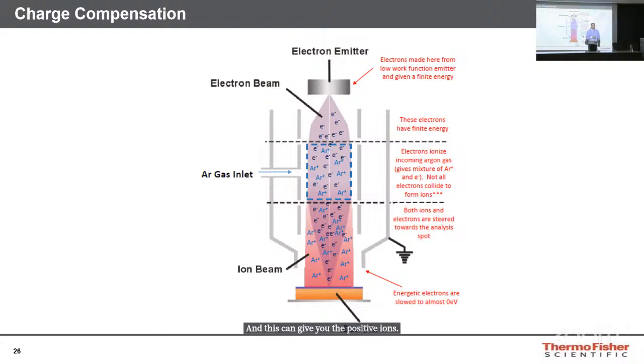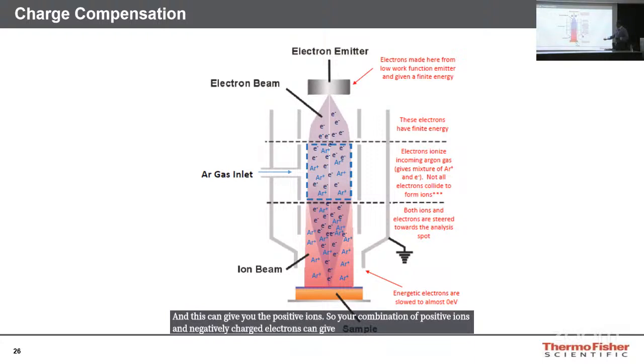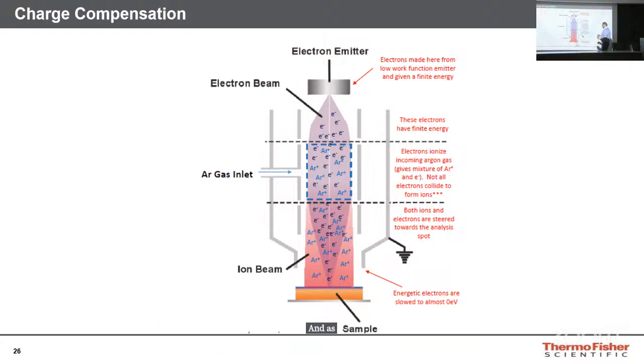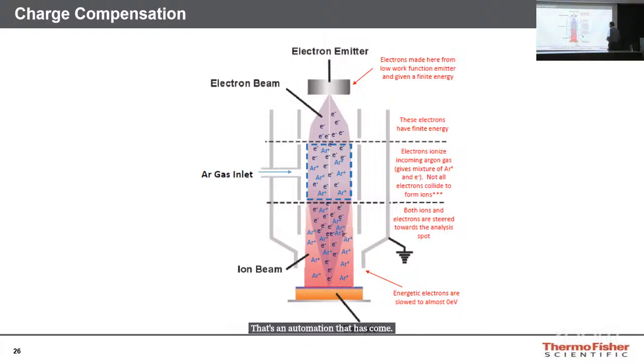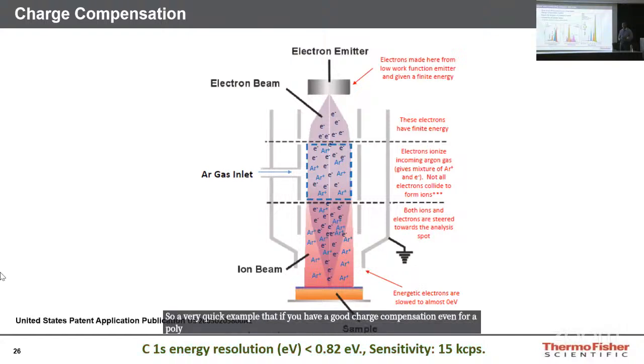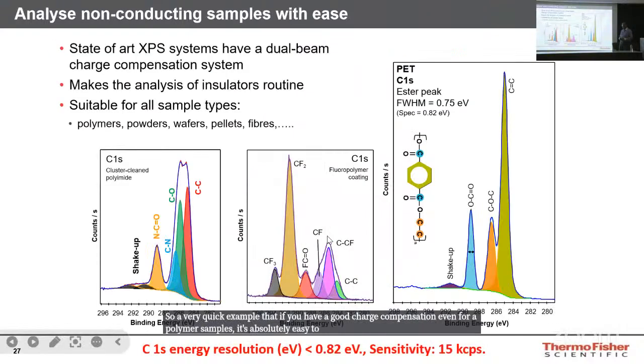So a combination of positive ions and negatively charged electrons can give you a perfect charge compensation on the sample surface. And as a user, you need to just click on charge compensation on your user interface, and the instrument automatically takes care of switching on the electron gun, as well as the argon inlet. That's an automation that has come in recent days. So a very quick example: if you have a good charge compensation, even for polymer samples, it's absolutely easy to do a scanning of XPS.